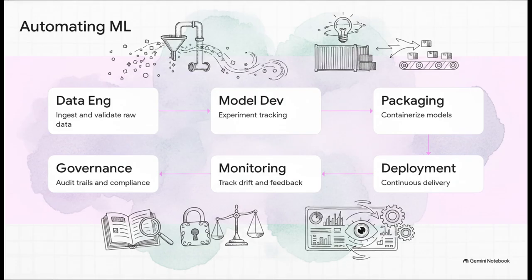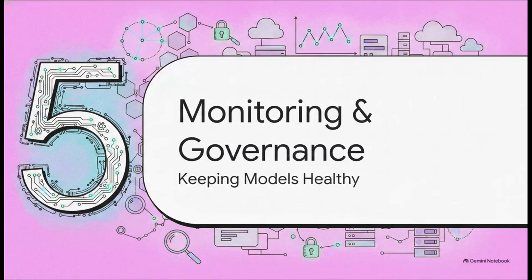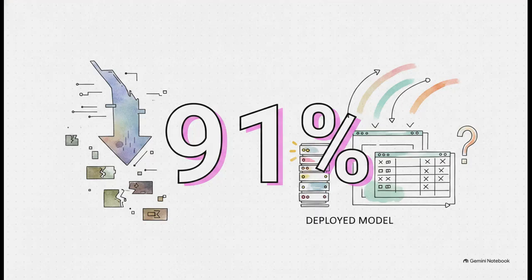Automating all of these steps guarantees that everything, from the initial data ingestion all the way to final compliance checks, is fully orchestrated. Let's move to Section 5, monitoring and governance. Chapter 8 tackles what happens after deployment, which, ironically, is often the most neglected part of the whole process.